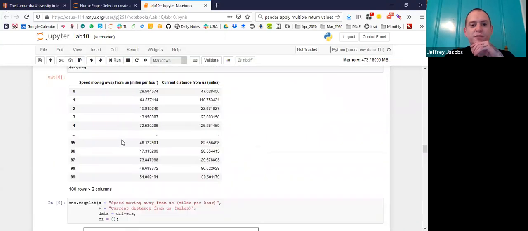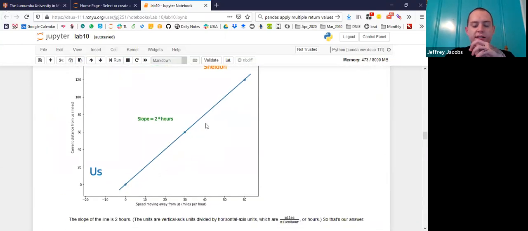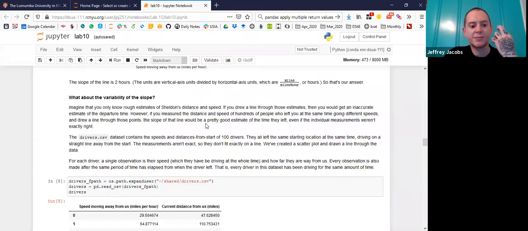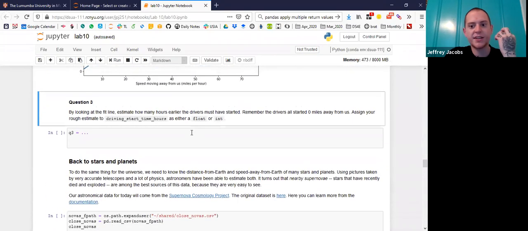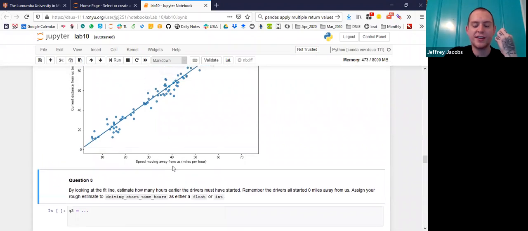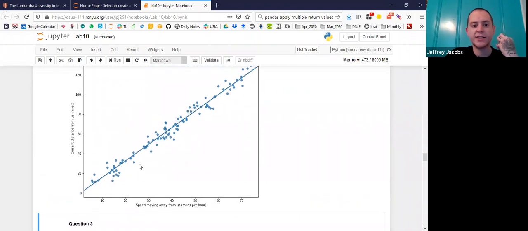And so just like before, how the slope of this line told us how many hours Sheldon has been driving, same thing here. Estimate how many hours earlier the drivers must have started. It's just the slope of this line here. So if we remember that slope is rise over run, we can see that, and we're estimating here, right? There's no way, without going into the plot and seeing the exact pixel values and stuff like that, to get the exact slope, so we're just going to estimate it by looking at it, right?